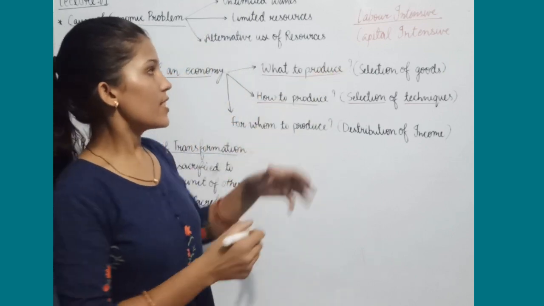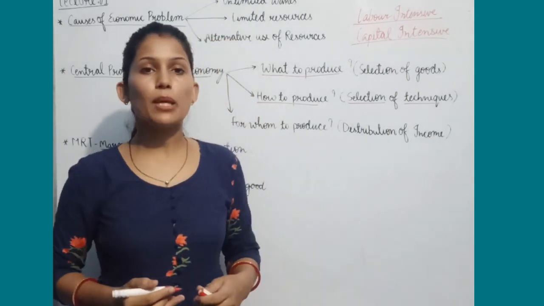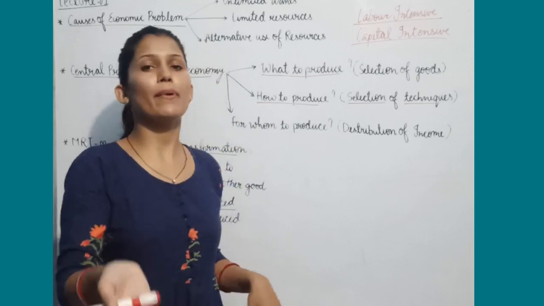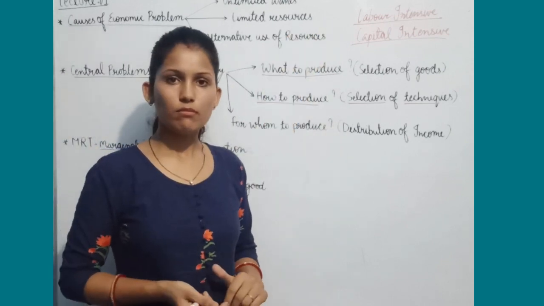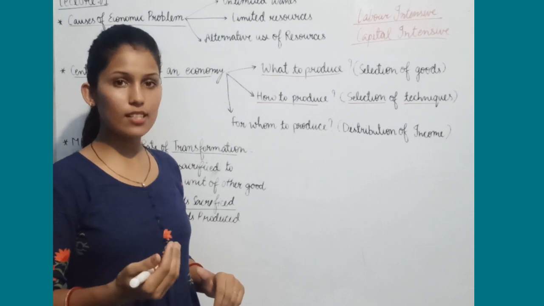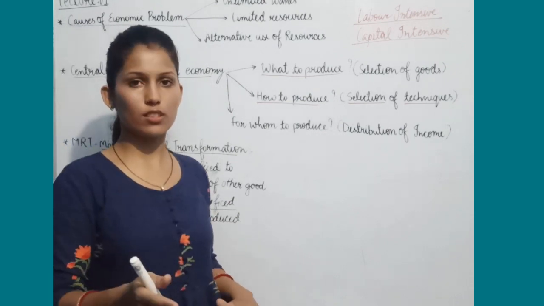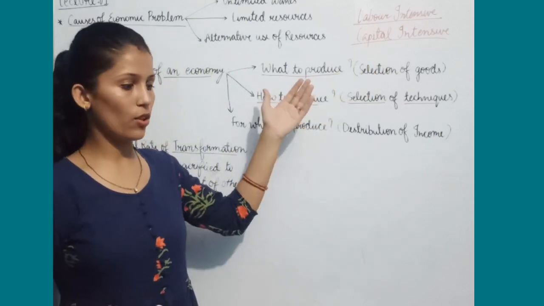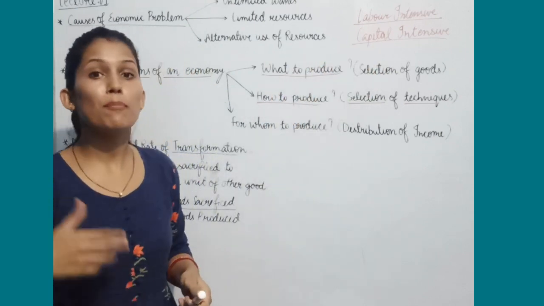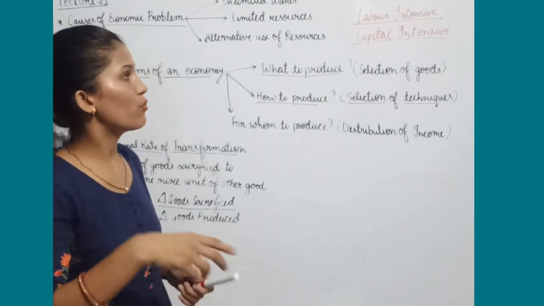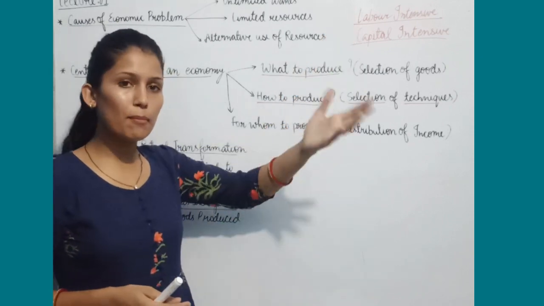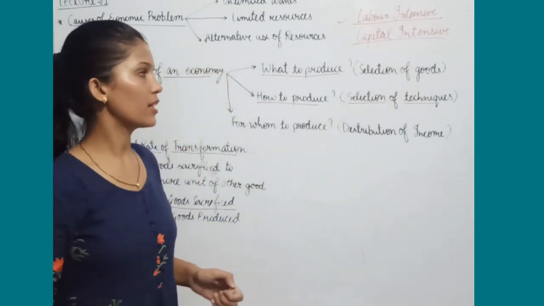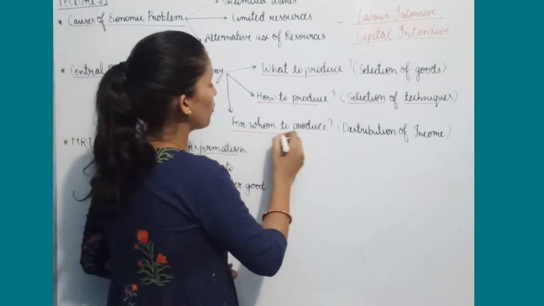Clear? Next is the capital intensive technique. Capital intensive means more use of technology and machines in comparison to labor. There is more usage of techniques and machinery in the production process. Clear? So which ultimately reduces the employment level in an economy. Clear? So which intensive technique improves the employment level? The answer will be labor intensive. Clear?